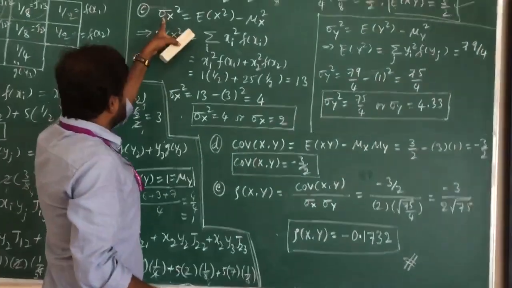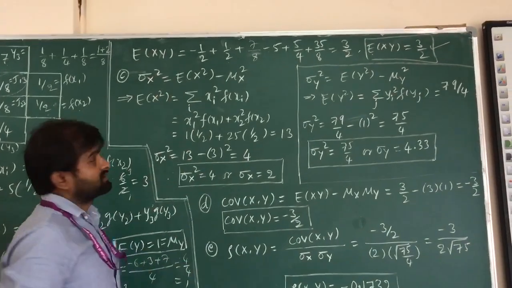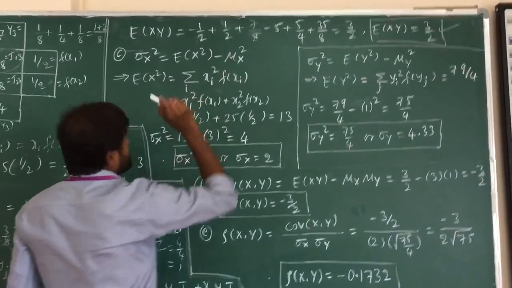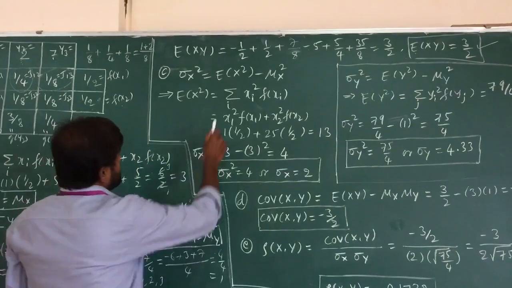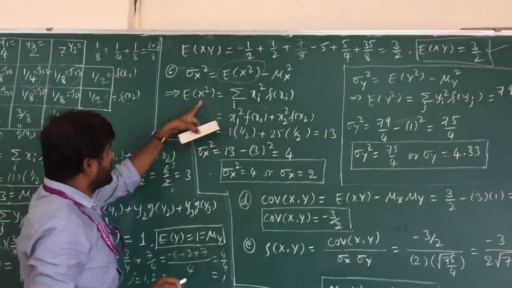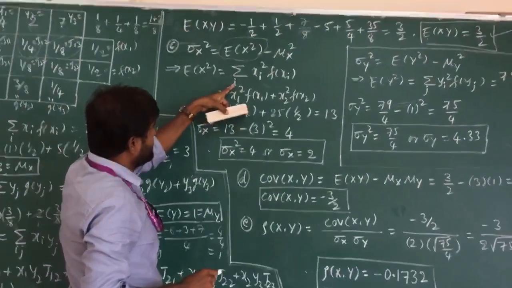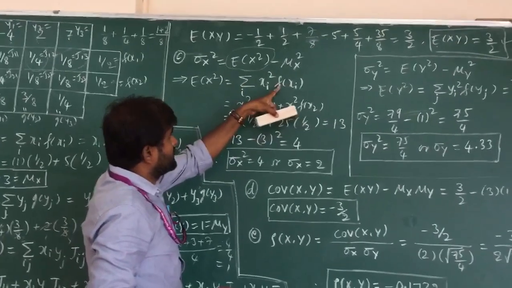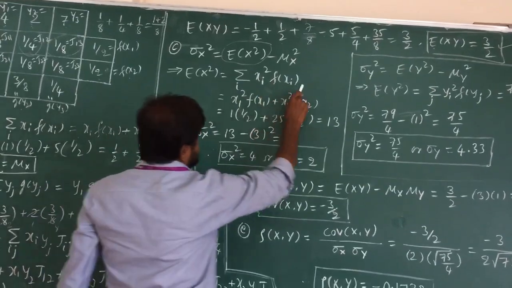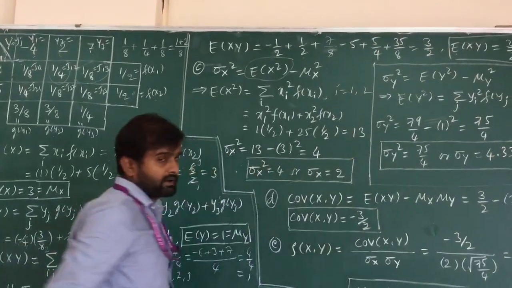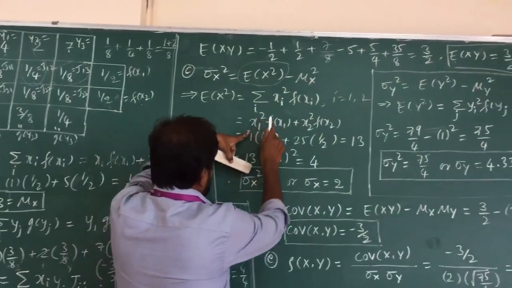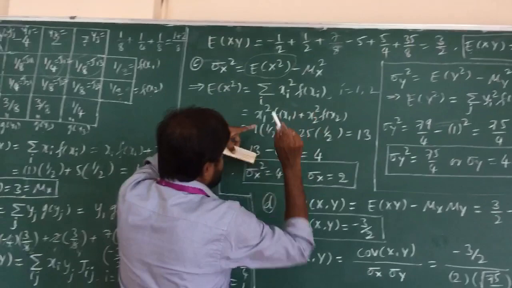So before that, you know the delta x square expression. Delta x square equal to expectation of x square minus mu x square. Now before that, find this one, expectation of x square. So expectation of x square is equal to summation over i of xi square f of xi, where i ranges from 1 to n. After expanding this, x1 square f of x1 plus x2 square f of x2.